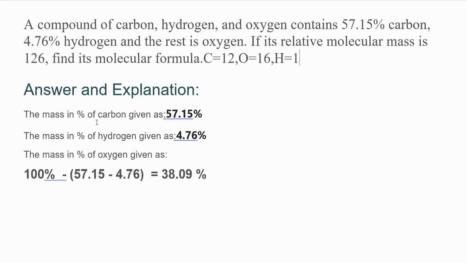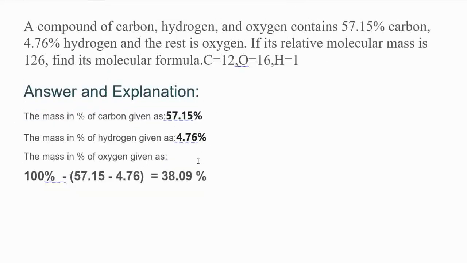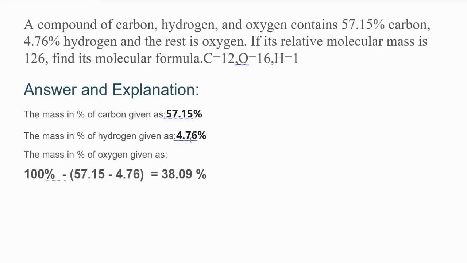You need to just know these. So the mass of carbon here, we have been given in percentage. So mass in percentage for carbon is 57.15. Mass of hydrogen, we have been given 4.76. How do you get the mass of oxygen? Because you have been given the rest. Because it is in percentage form, the total percentage is 100. Therefore, when you add, you get 100. So it is 100 minus this plus this, and you get 38.09%, and that is now the mass in percentage of oxygen.